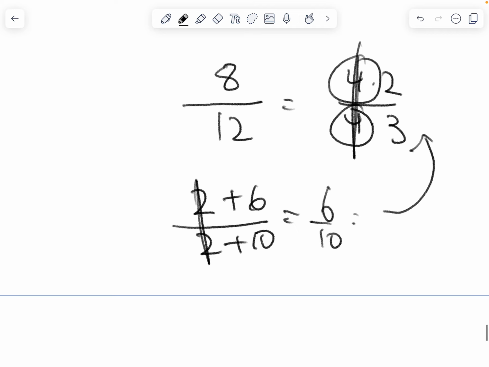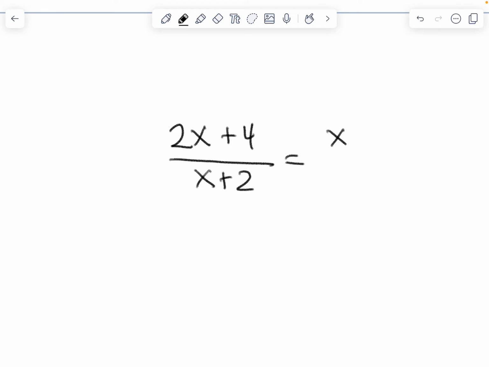Okay, so now let's bring this over to x's. Let's say I have something like this: 2x plus 4 over x plus 2. What I'm looking for is a common factor. So let's first of all factor the top. 2x plus 4 is the same thing as x parentheses x plus 2. On the bottom we have x plus 2. And I could put a 1 here if I wanted to.